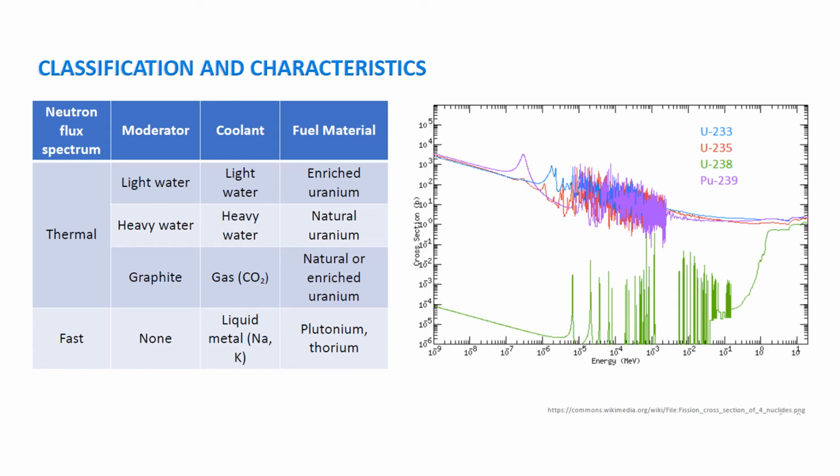And for fast, you can use liquid metal. The fuel materials, usually for light water, are enriched uranium. For heavy water, natural uranium. And for graphite, you can have natural or enriched uranium. And for fast, you can use plutonium and thorium.